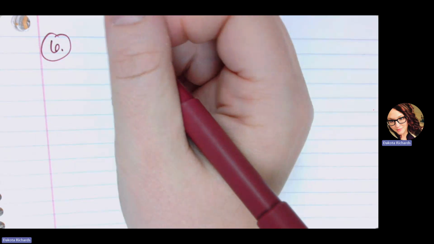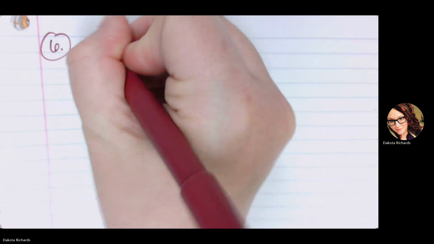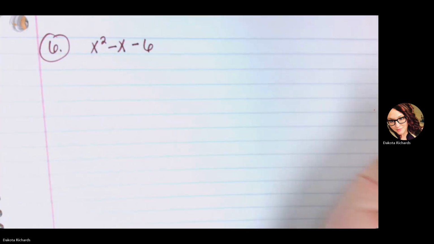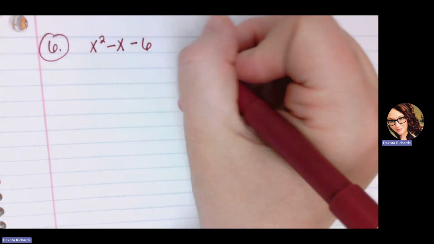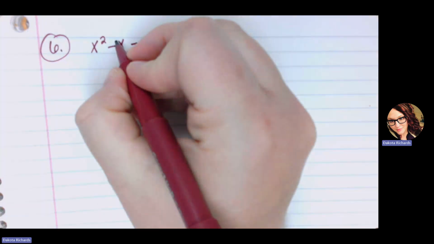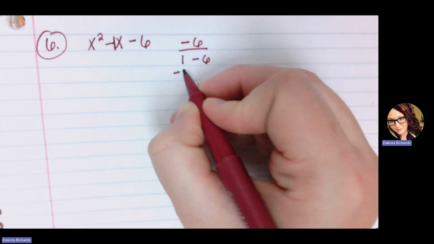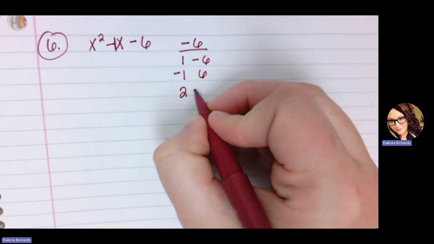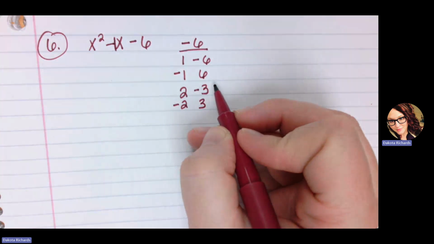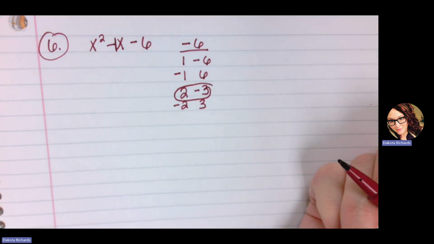It says factor x squared minus x minus 6. Okay, so we're coming up with factors of -6 that are going to add to give us a -1. That's really a -1 right there. So we've got 1 and -6, -1 and +6, 2 and -3, or -2 and +3. Which ones add to a -1? That's right, +2 and -3.